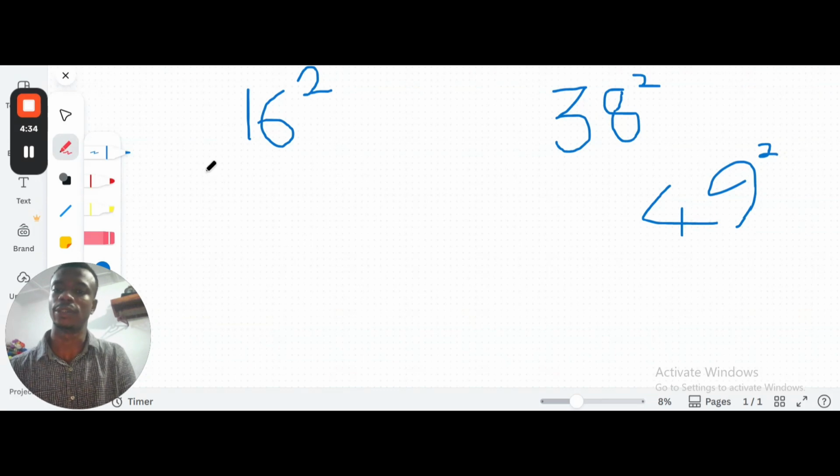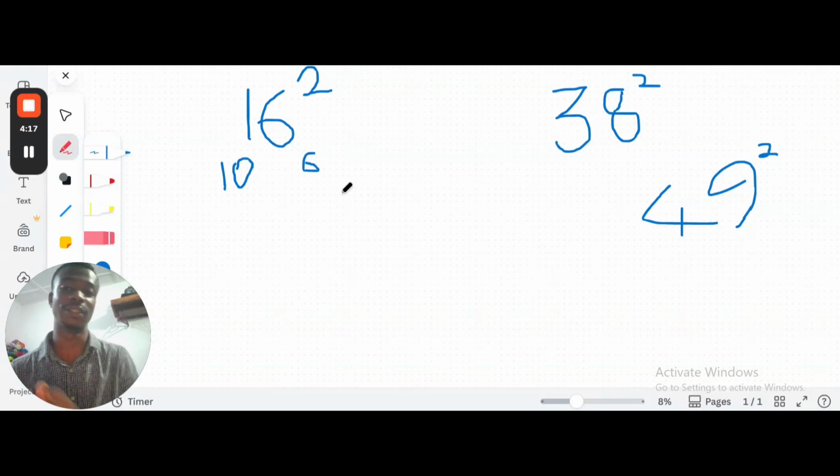Now, the first thing you do is that you separate the numbers into their component parts by their place value. 16 comprises 10 and 6. 38 comprises 30 and 8. 49 comprises 40 and 9. That's the first thing you do.